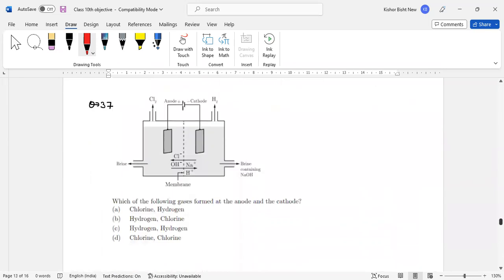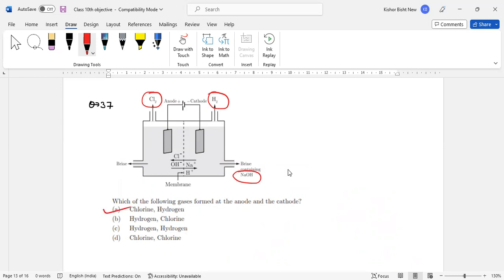Now, question number 37. A diagram is given. Anode is positive, cathode is negative. What you observe at the anode: chlorine gas is evolved. At the cathode, hydrogen gas is evolved. In this NaOH solution, the OH ion moves toward the anode and Na positive moves toward the cathode. So which of the following gases are formed at the anode and cathode? This is the easiest: anode is chlorine and cathode is hydrogen.